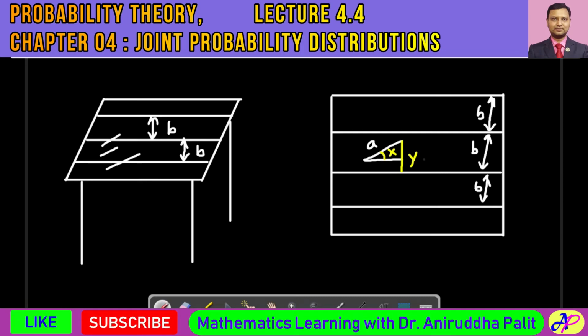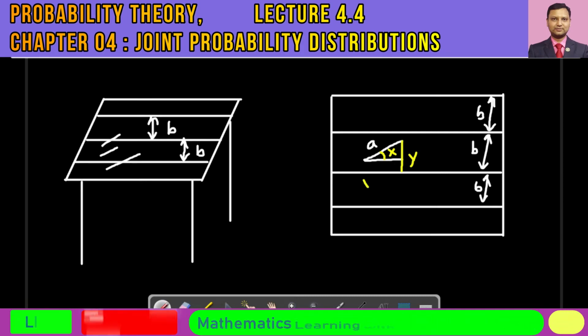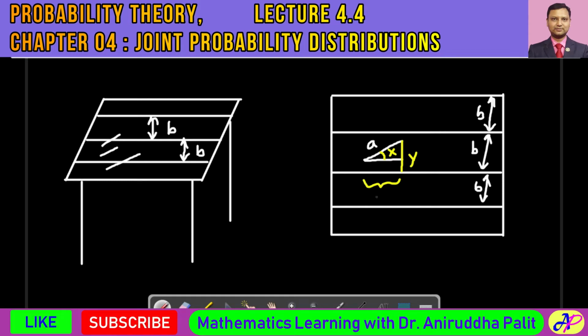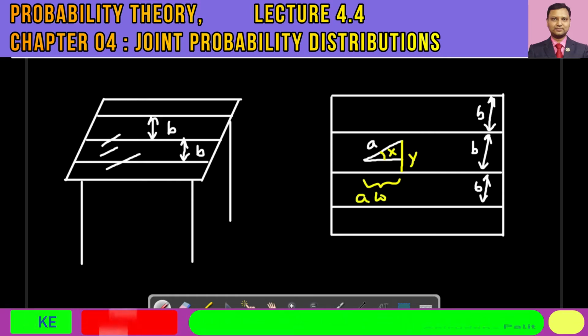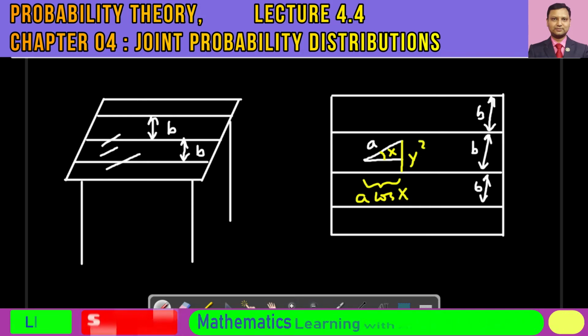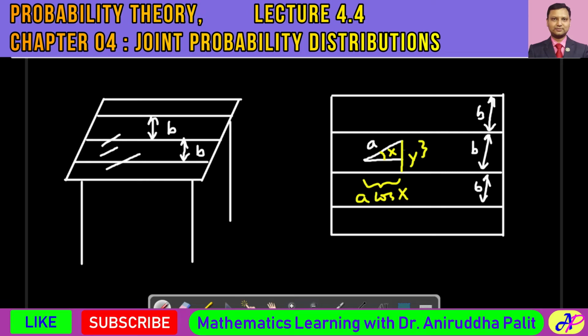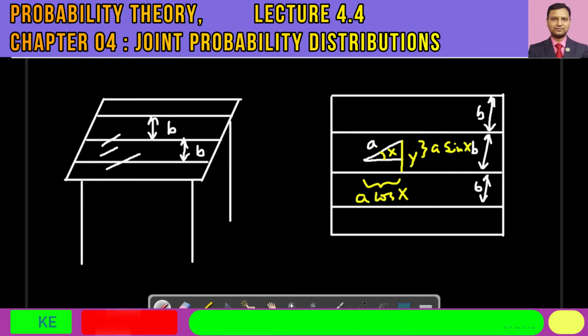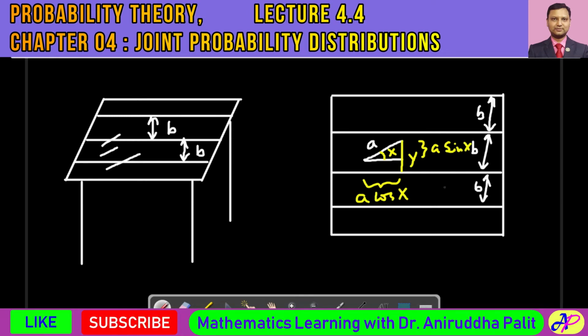Now you see, this horizontal distance, I would rather say this horizontal distance would be a cos of X. Okay, and this much distance, this is the base and this is the perpendicular. This much distance would be equal to a sine of capital X.